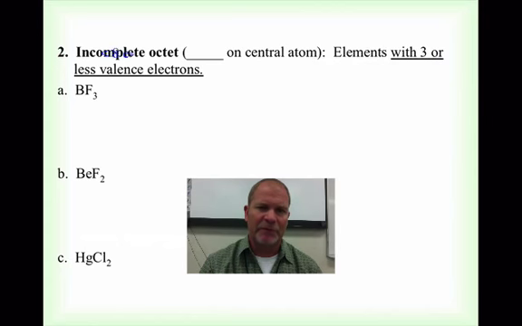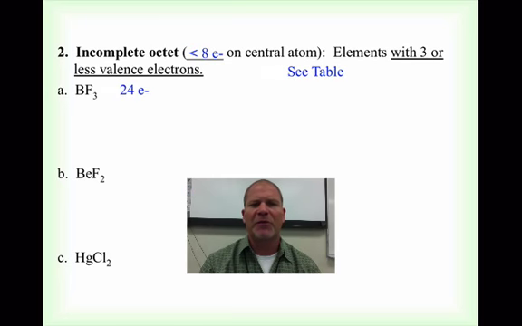Incomplete octet is the third one, or second one, excuse me. Incomplete octet means you have less than 8 around your central atom. And the ones it's going to show up with are group 2 and 3. Boron's in group 3. And so boron, like you remember back to our chart, has 3 bonds and no lone pairs. So when you see boron here and you do a calculation, you say, okay, I have a boron and I have 3 fluorines. Boron gives you 3, fluorine gives me 21, 24 total.